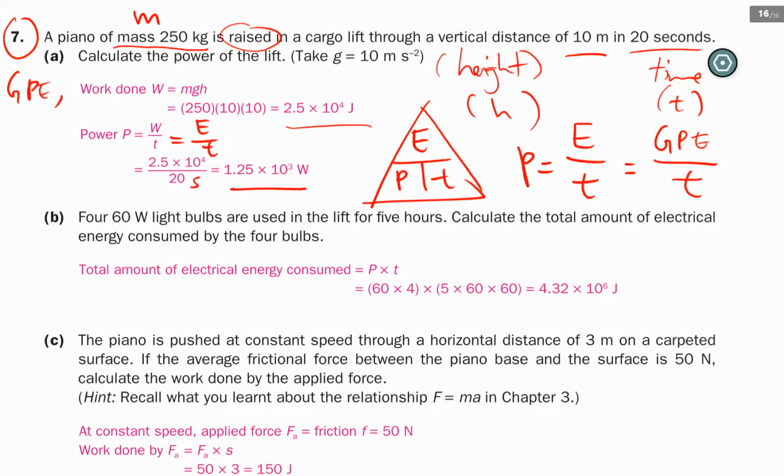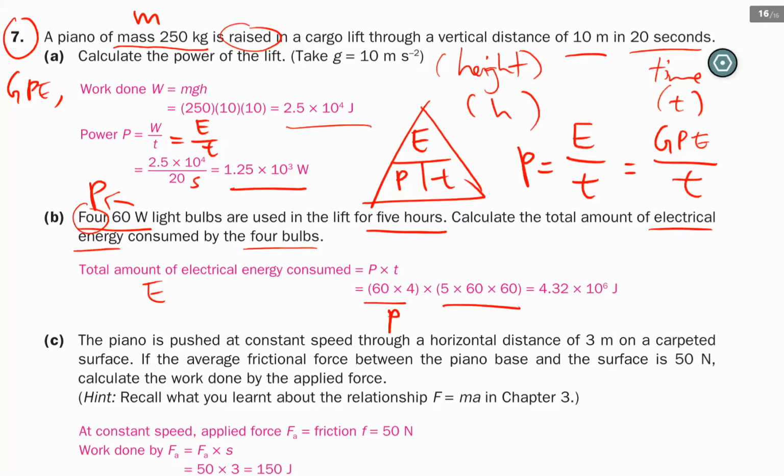Now move on to part B. 4 60-watt light bulbs are used to light the room for 5 hours. Calculate the total amount of electrical energy consumed by the 4 lamps. So now they're asking you for energy. Same thing, use the triangle. Energy is power times time. In this case, your power is in watts. You see, watts unit means this is power. So power is 60, and there are 4 light bulbs, so you times 4. Your power now must be multiplied by 4 because you have 4 light bulbs. Then times the time taken.